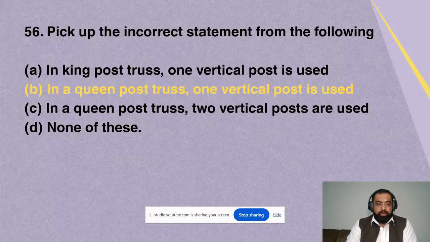Actually, this is incorrect because we have to select the incorrect statement out of these. So the incorrect statement is: in a queen post truss, one vertical post is used. There should be two, but here it is one. So this option is incorrect. Option B.